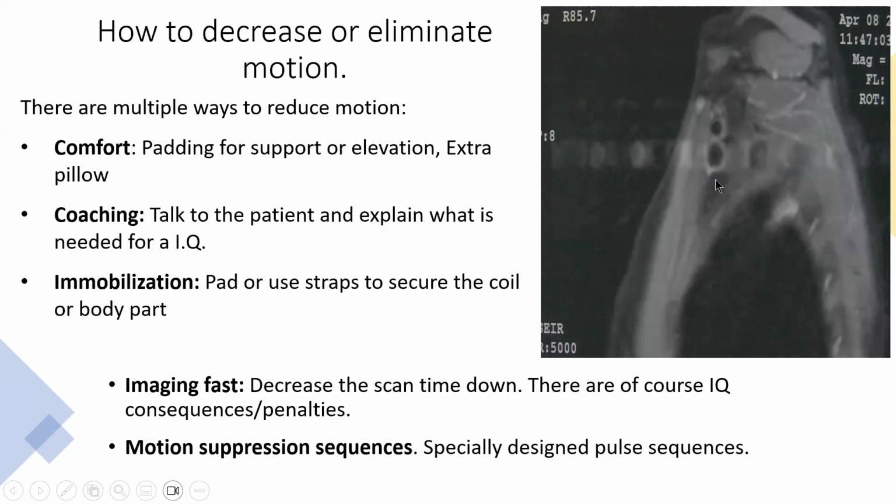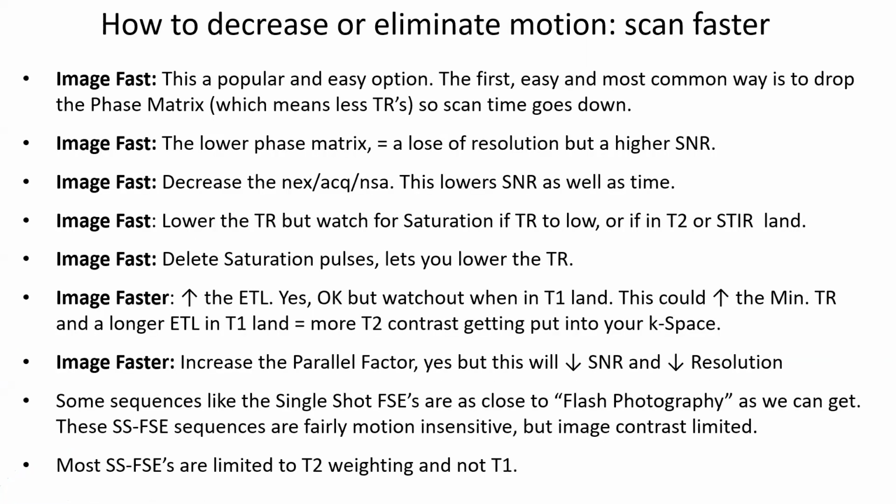So if they say what artifact is demonstrated here, motion, wrap, truncation, or chemical shift, the most correct answer is motion, even though you're saying to yourself, well, that's pulsatile. Yes, it is. But if motion is the best answer, tell them what they want to hear.